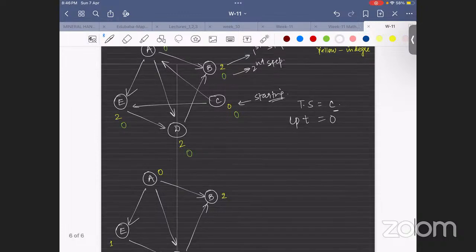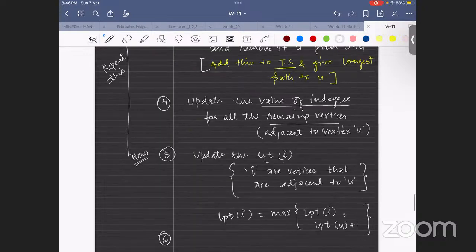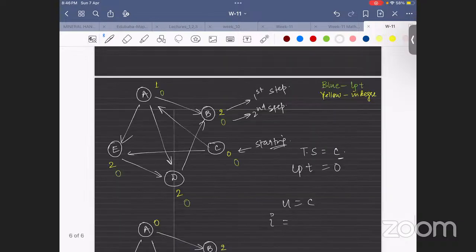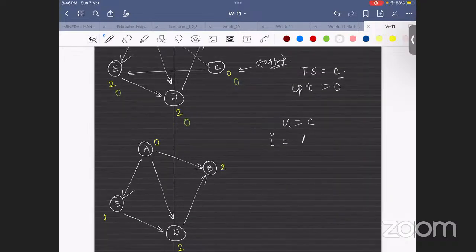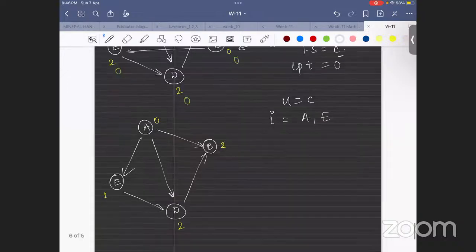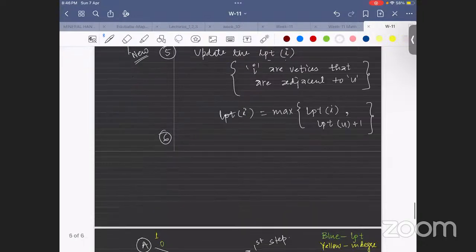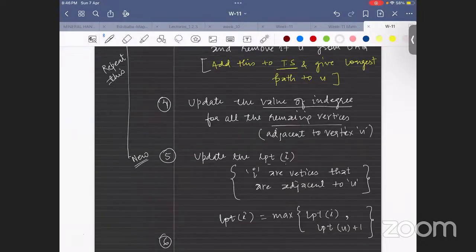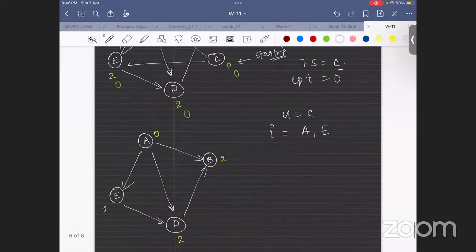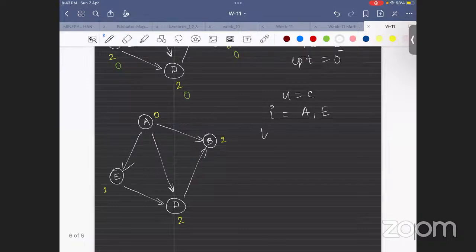Now for this vertex, let's say this is U, this U is C. What is the I for this? You can see here, A and E. Correct, A and E. Now you have to update this. What you have to update? You can see the fifth step. You have to update the longest path, so you have to update the longest LPT for A.